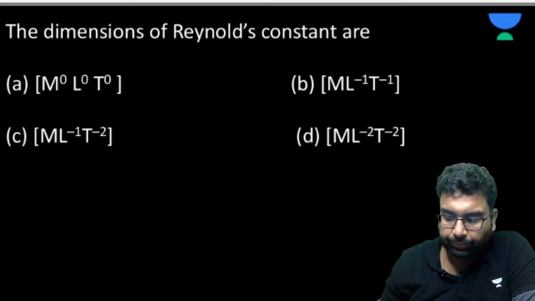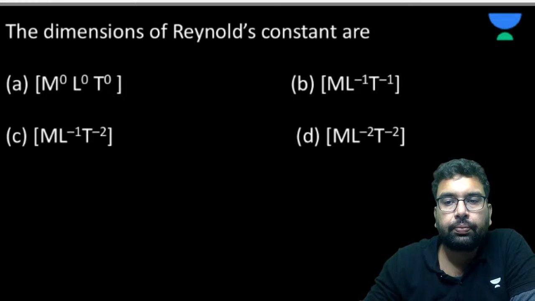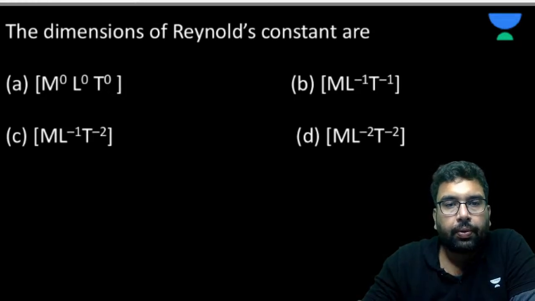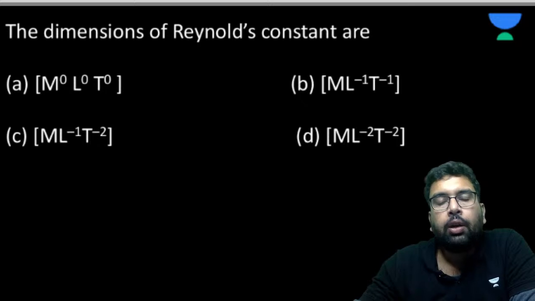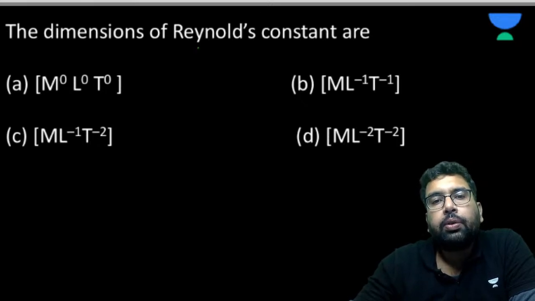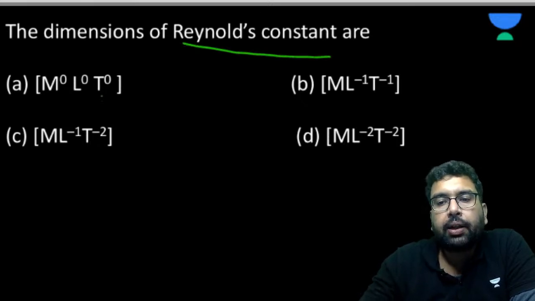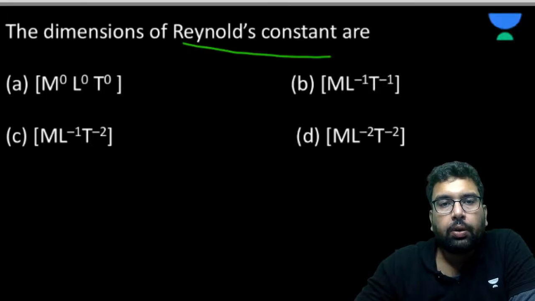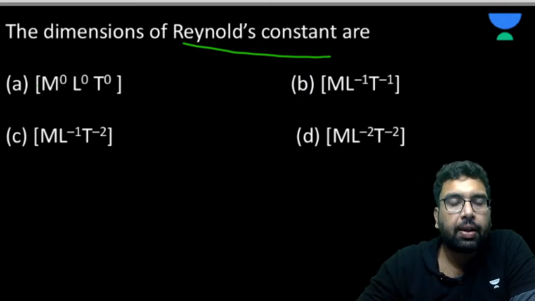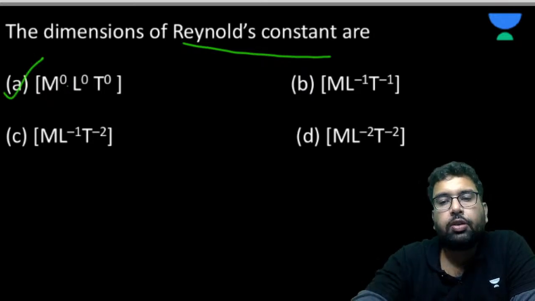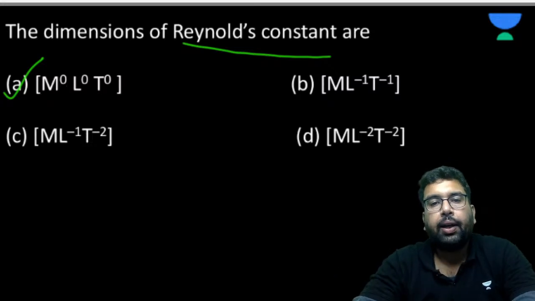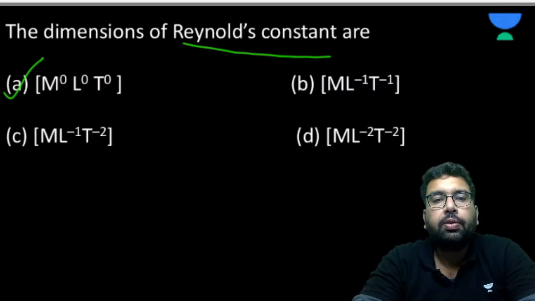Okay. Yeah, cakewalk, right answer. So basically, Reynolds constant refers to the Reynolds number, and it is basically a dimensionless number. So it's a dimensionless number, so it has no dimension. That means M0, L0, T0. Right? Okay, let's move to the next question.